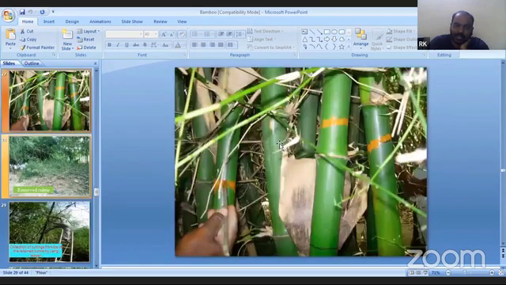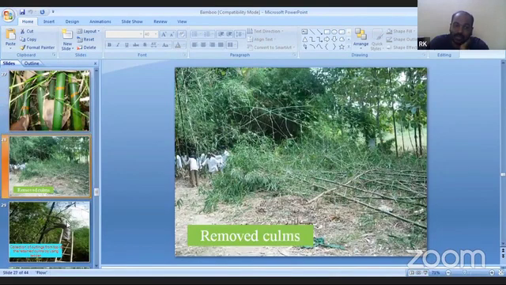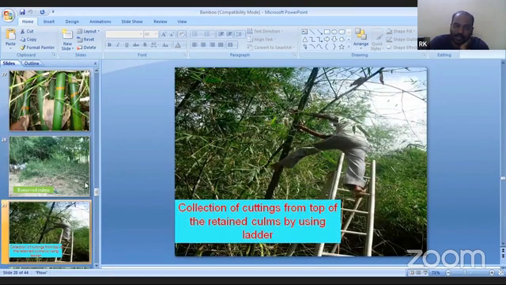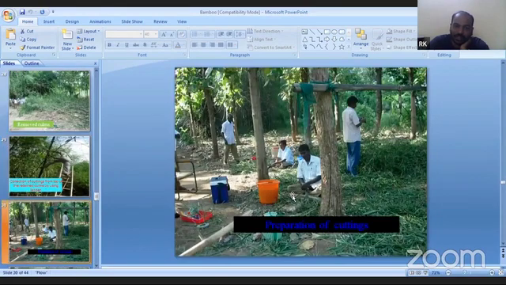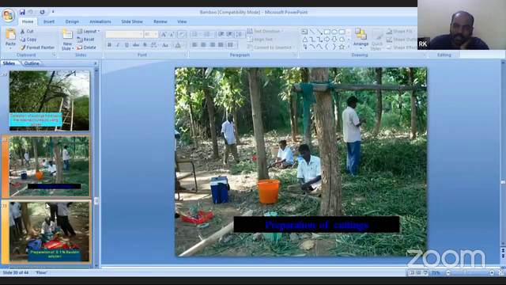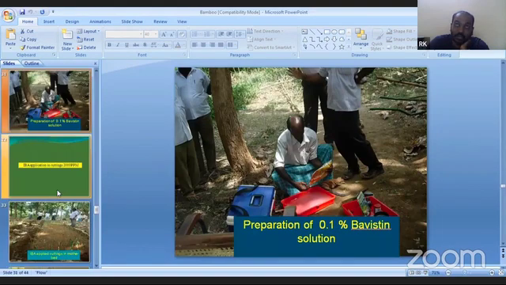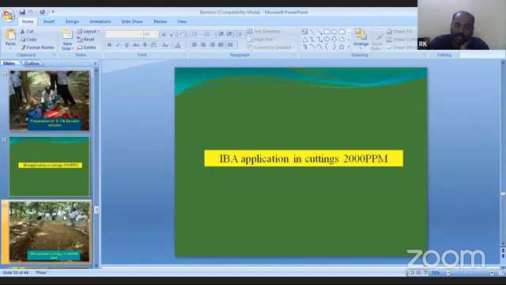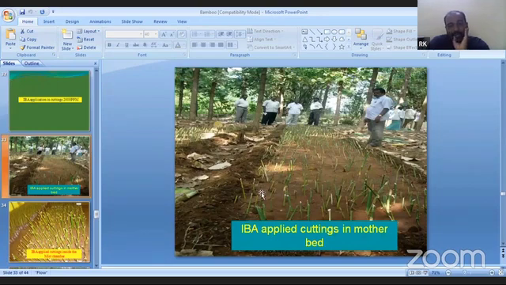You see here, the top. We collected from the top. Then this is the preparation of cuttings: small cuttings with two internodes, then apply the Bavistin solution, then IBA, then plant in the mother bed. Not straight, only horizontally. Planting straight means it will not root well and disturbs the others. So either this way or this way, whichever way is possible.